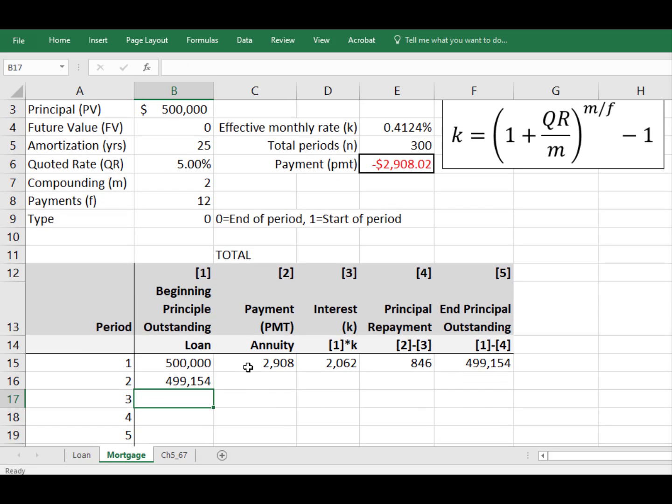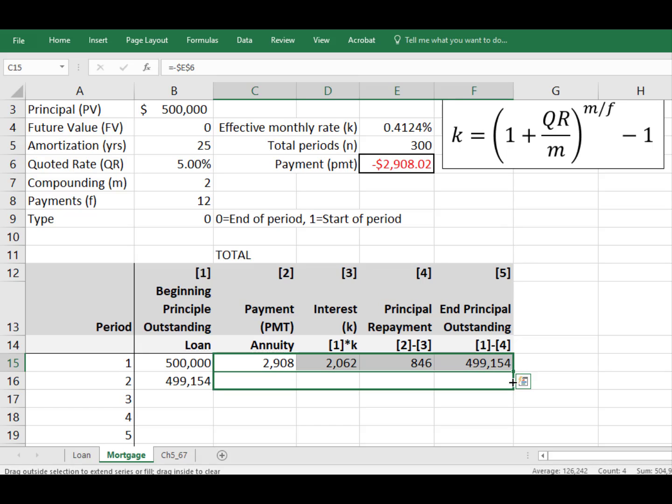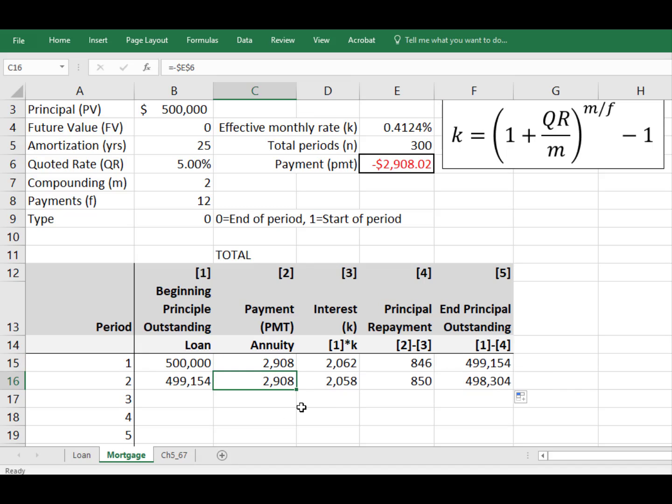Moving to the next line, the starting balance is going to be the end balance from the end of the first period, and if I've done this correctly, we should be able to drag down to get the formula. Okay. Notice that it all looks good. The payment is an annuity. The amount that is charged by interest, if I double click on it, it should be, yes, the monthly effective rate of 0.4124% times the starting balance. Principal repayment is actually increasing marginally. You can see it goes up by around $4 from the first month to the second month. And the end principal balance is declining.